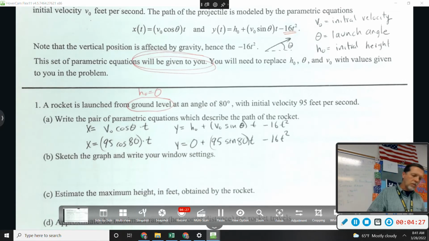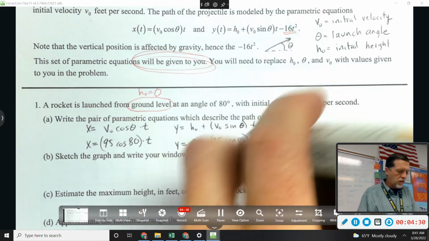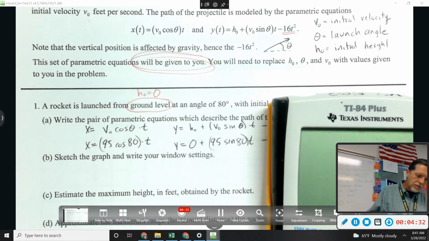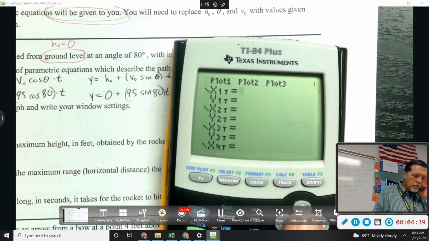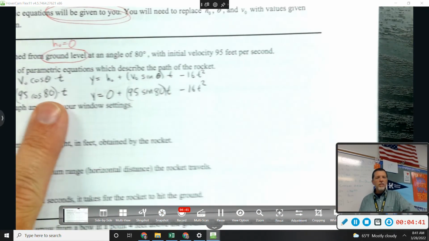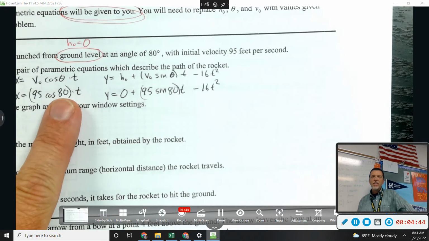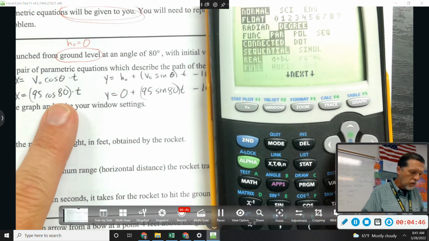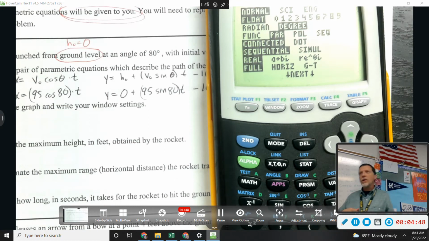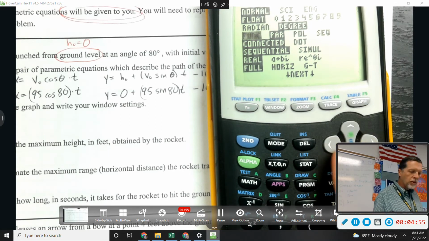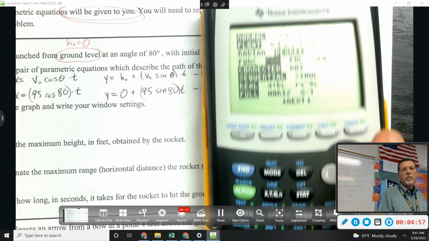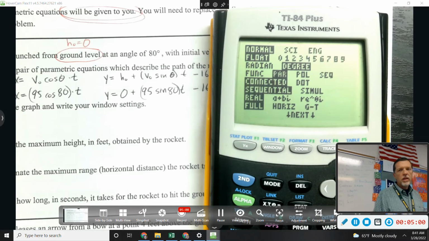Sketch the graph and write your window settings. Okay, well let's go to y equals first. Since it's 80 degrees, you want to be in degree mode, especially if you're borrowing one of my calculators, because calculus is always in radians, so make sure you're in degrees. Also make sure you're in parametric mode.